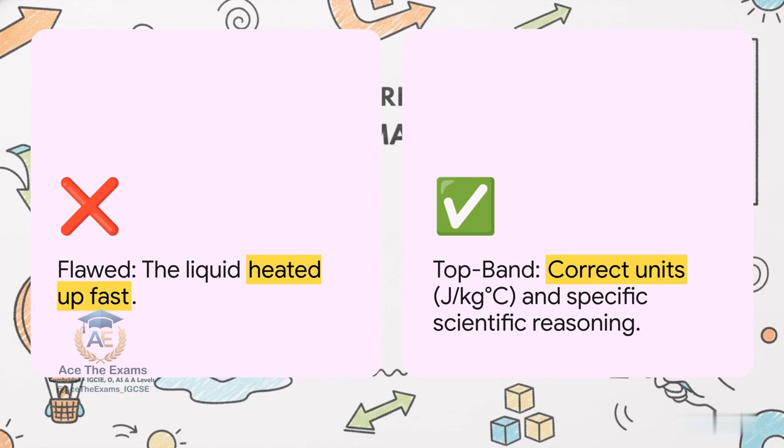On the left is that flawed answer we just ripped apart. But on the right, look at this top band Cambridge-approved response. See the difference? The top answer explicitly lists the substituted values right next to their variables. It nails the correct units, joules per kilogram degree Celsius. And instead of some vague, heated-up, fast nonsense, it uses proper scientific reasoning. It explicitly states that a lower specific heat capacity means it requires less thermal energy to raise the temperature. This is how you extract every single mark.